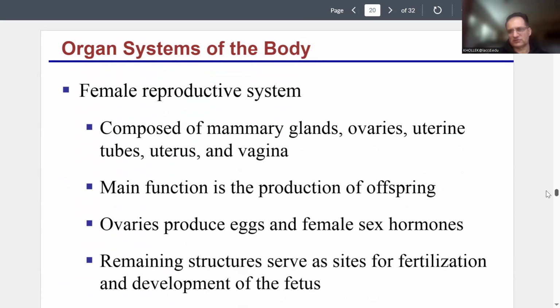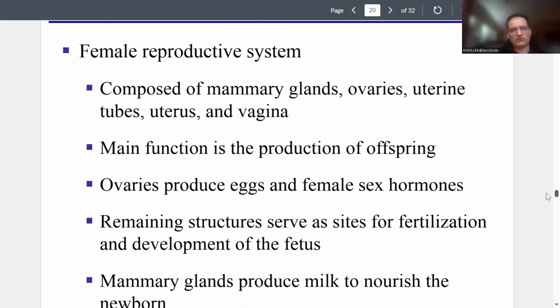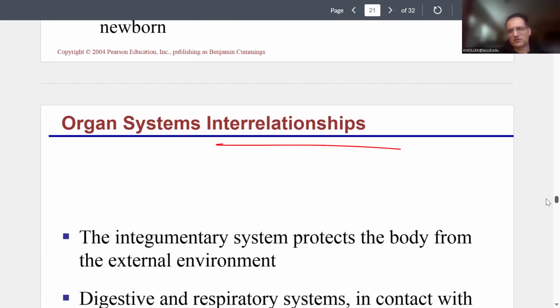There are a lot of cancers, you know, cervical cancer, ectopic pregnancies, there are so many things, endometriosis. So you could think about that.